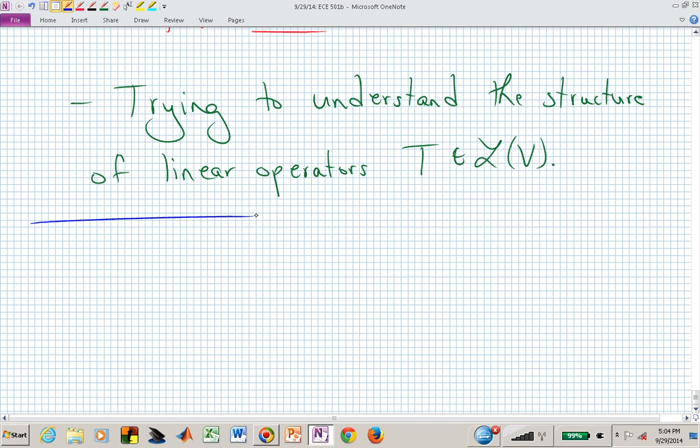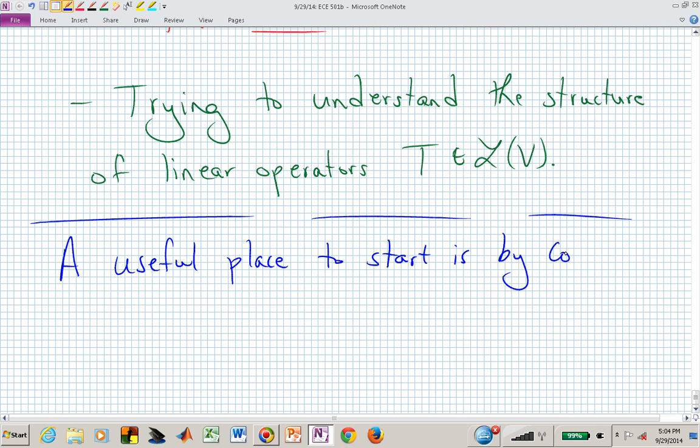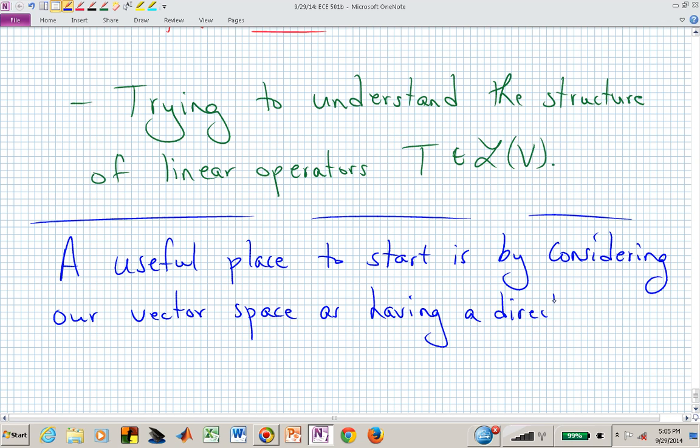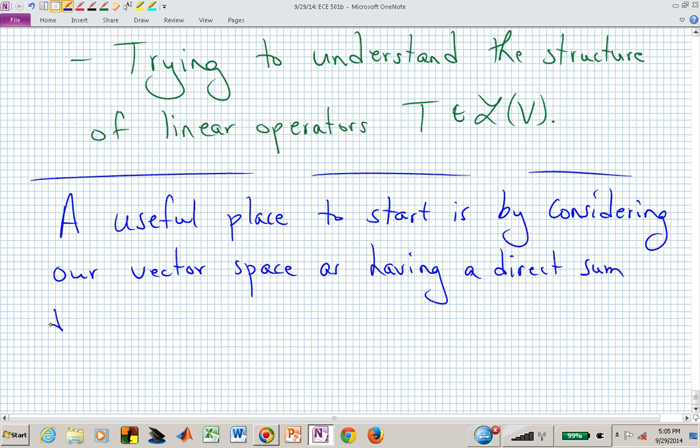Now, a useful way to try to find some insight into the structure of these linear operators is to maybe separate this vector space into special representations, or putting some structure on this vector space V. A useful place to start is by considering our vector space V as having a direct sum decomposition. What do we mean by that?